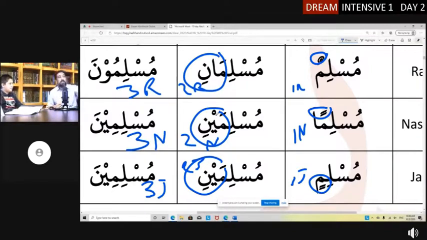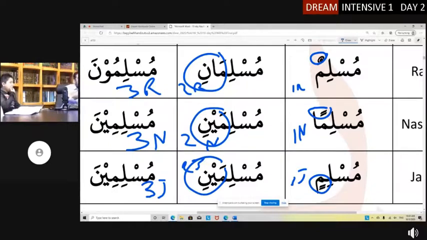And it's always going to be ani. It's never going to be ana or anu. If you see ana, it can't be two rafa. That must be an ending sound like nasab. So Muslimani, Muslimaini, Muslimaini: two Muslims rafa, two Muslims nasab, two Muslims jar.